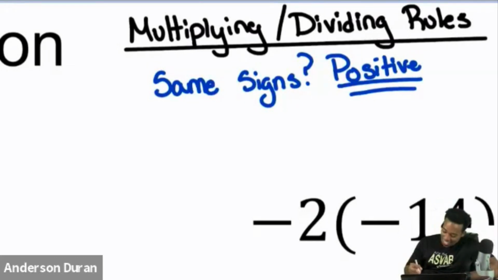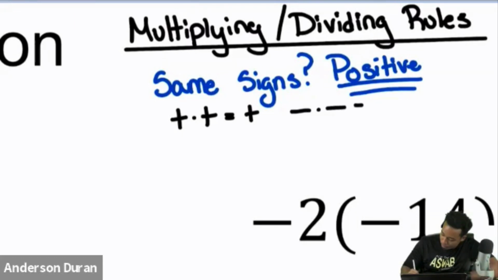If I'm taking a look at something like this, a positive times a positive is going to be positive. If I look at a negative times a negative, that will also be a positive.